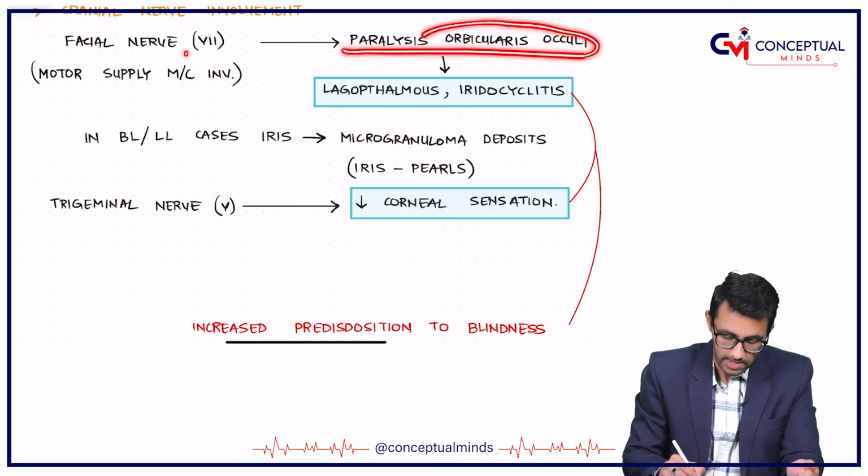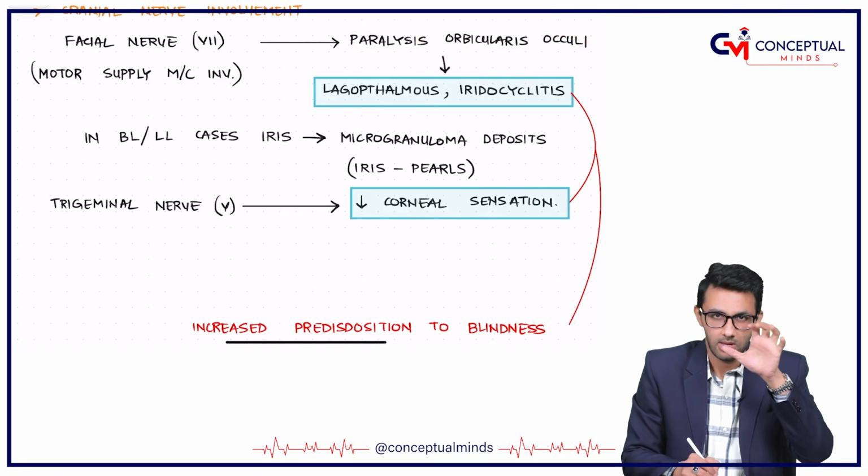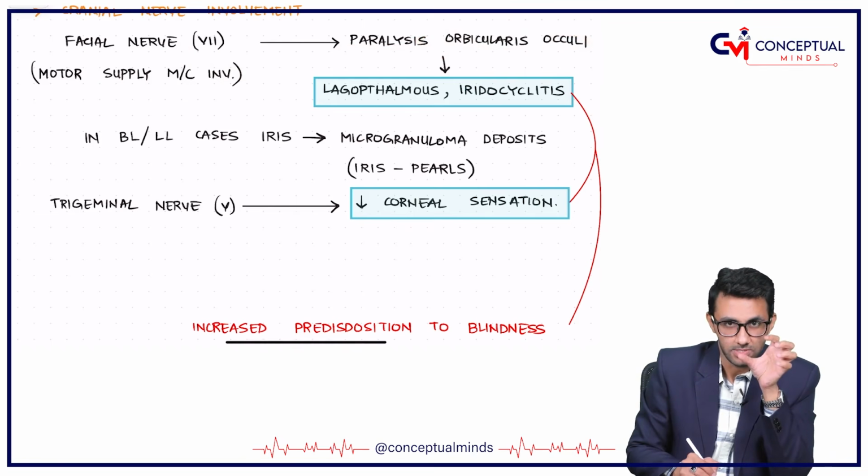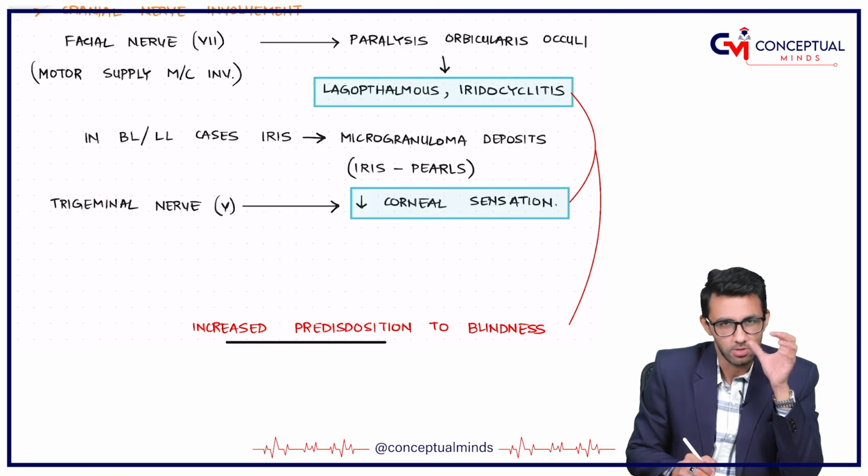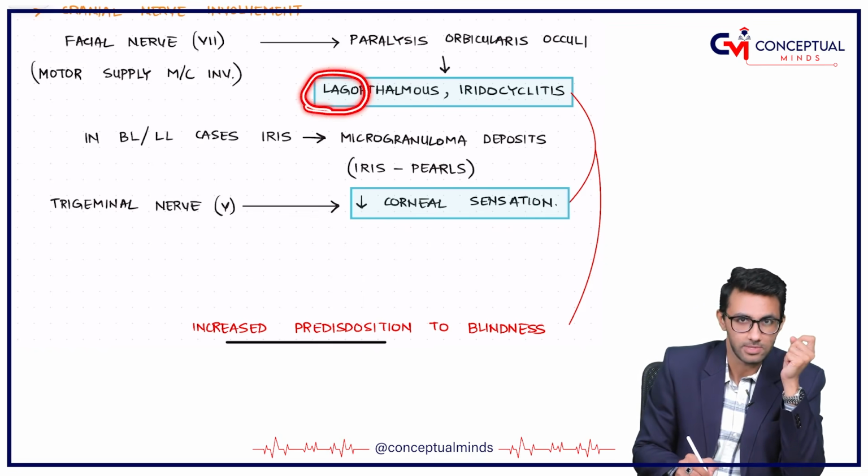If there is paralysis, what's going to happen? Something known as lagophthalmos, because the lid muscle is paralyzed. But the eyelids could still close because of cranial nerve number 3. It's still working. That is the reason it closes, but there is something known as lagophthalmos.